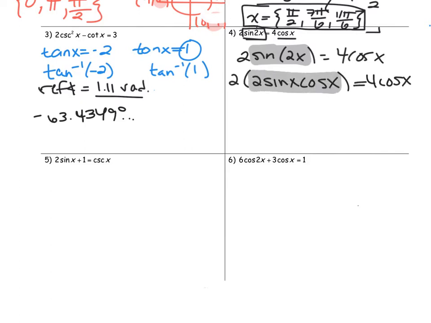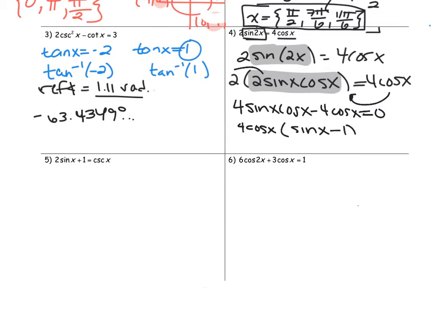Double angle formula. You guys need to be using that sheet. Okay, I'm just going to distribute and then also subtract over that 4 cosine x. So I really have 4 sine x cos x minus 4 cosine x equals 0. I'm going to take out the 4 cosine of x as the GCF, and I'm left with sine of x minus 1 inside the parentheses. We're going to do our t-chart. I'll end up getting cosine of x equals 0 and sine of x equals 1.